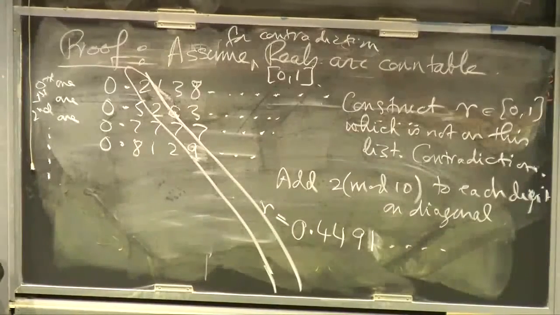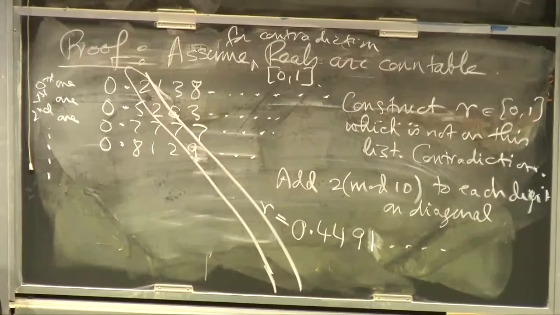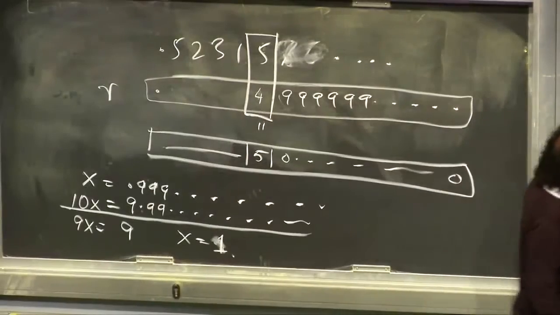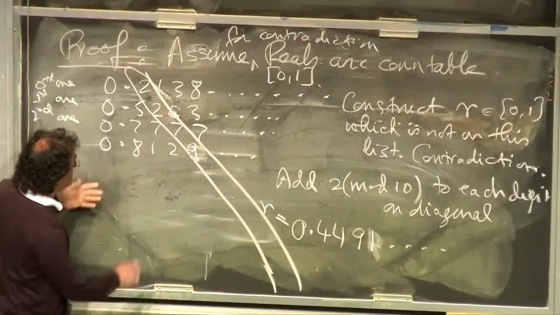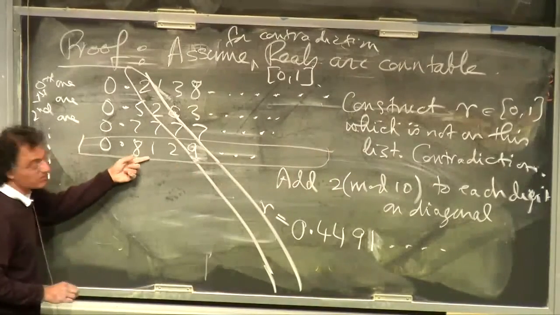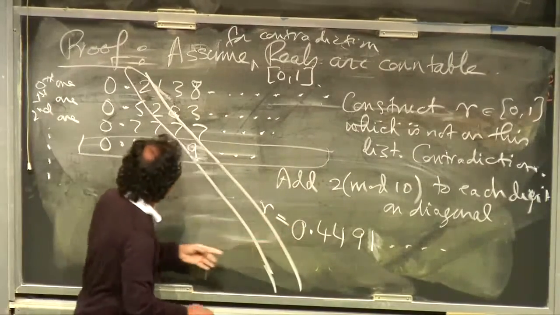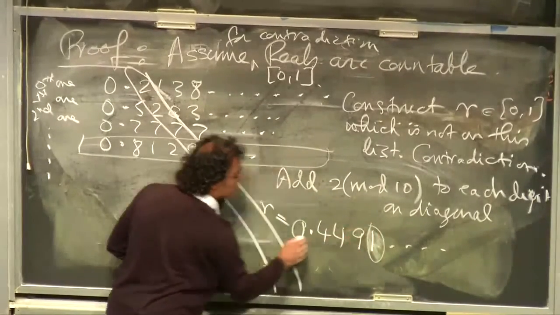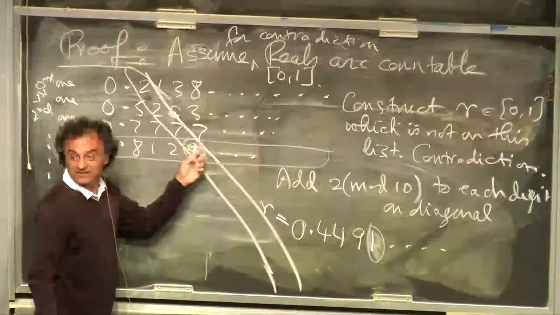And now I want to claim R does not exist anywhere on this list. How do we know that? It's this argument, right? If you claim that R is one of these numbers, well, like this one, how do we know R is not this number? Yeah, you just look at it. The fourth position here was 1, here it was 9. How did we get 1? We added 2 mod 10.